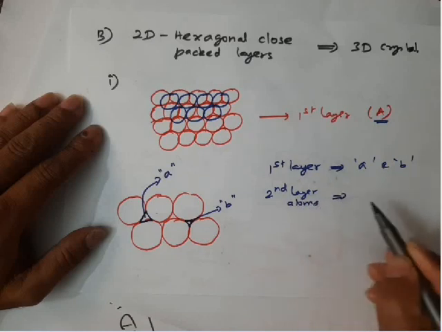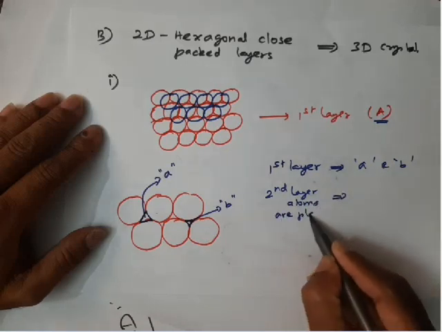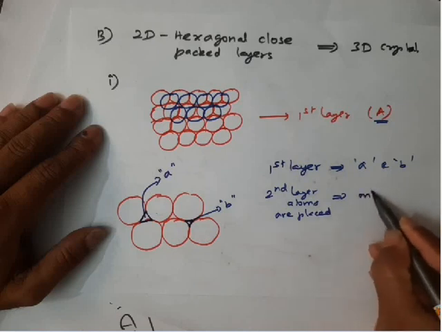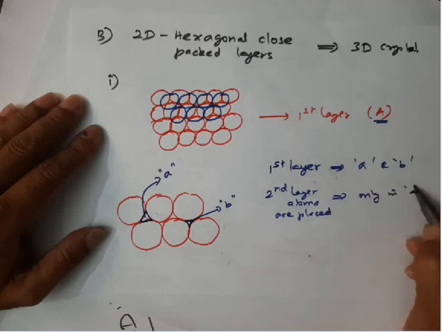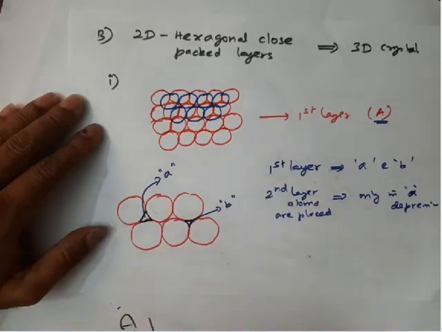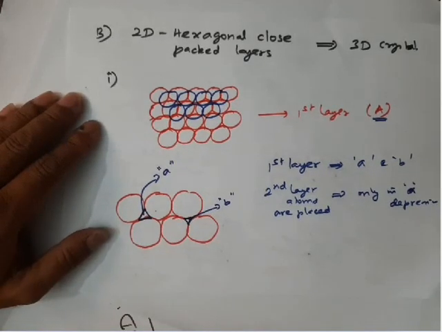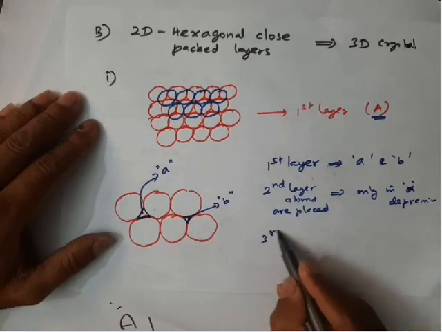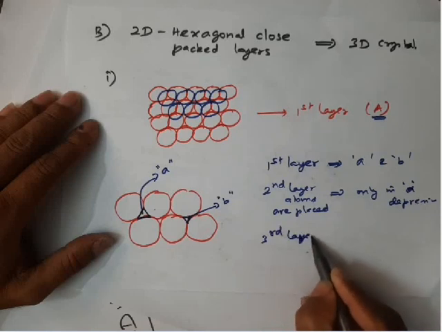Second layer atoms are placed only in A depressions. So I have A type of depressions. I am placing the second layer atoms only on the A type of depressions. Okay. Then I am placing the third layer atom.